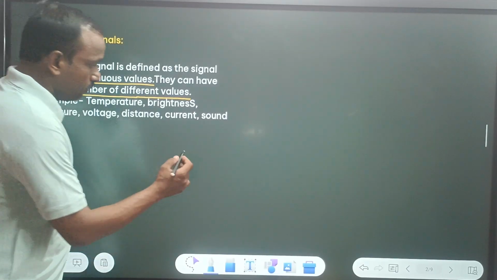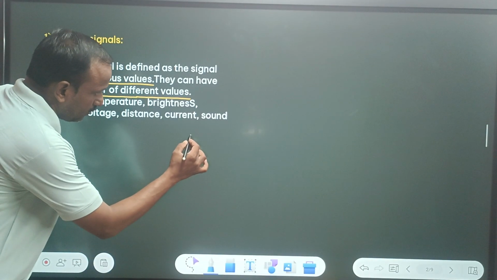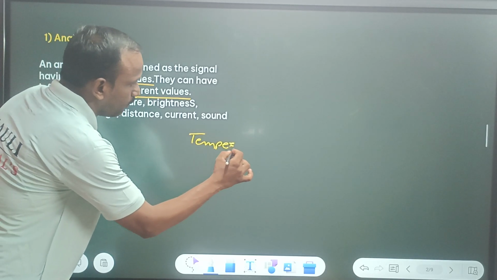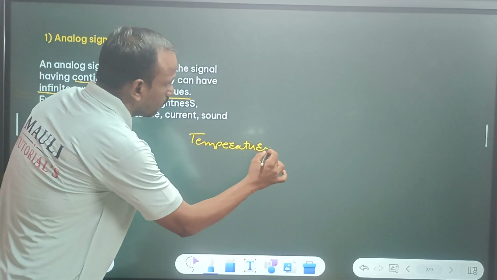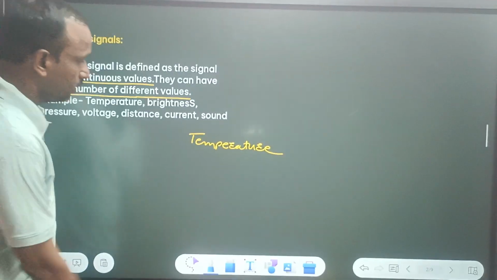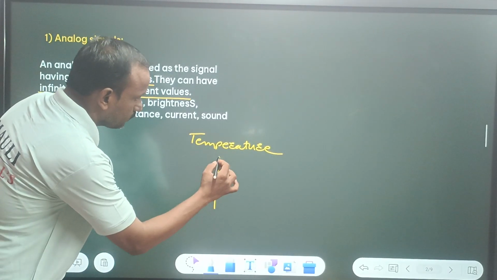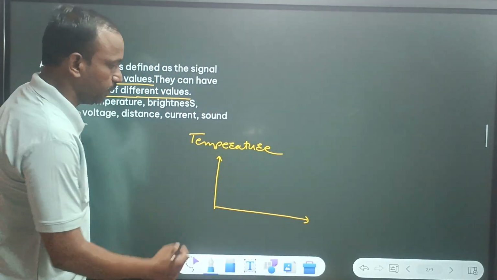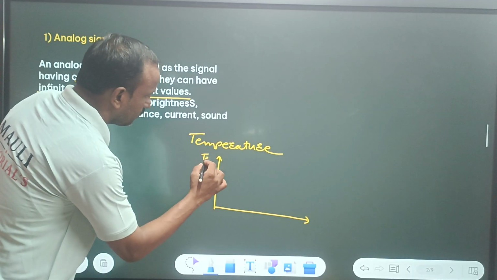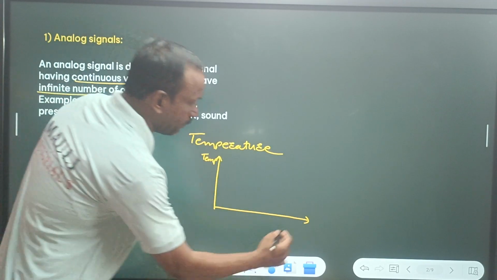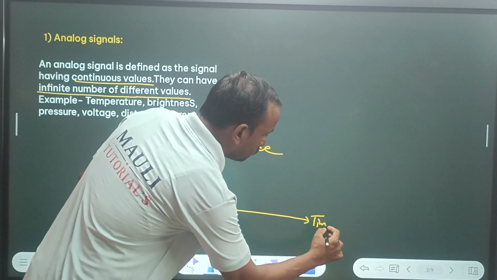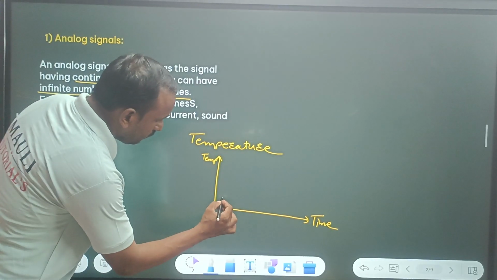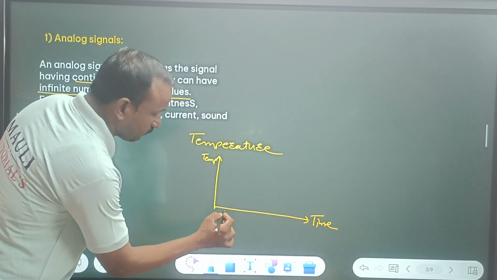Now we draw the analog signal. Suppose we consider temperature as an example of analog signal. Suppose we draw the various values of the temperature with respect to time. This axis shows the value of temperature and this axis shows the value of time. Then we draw the value of temperature with respect to time.